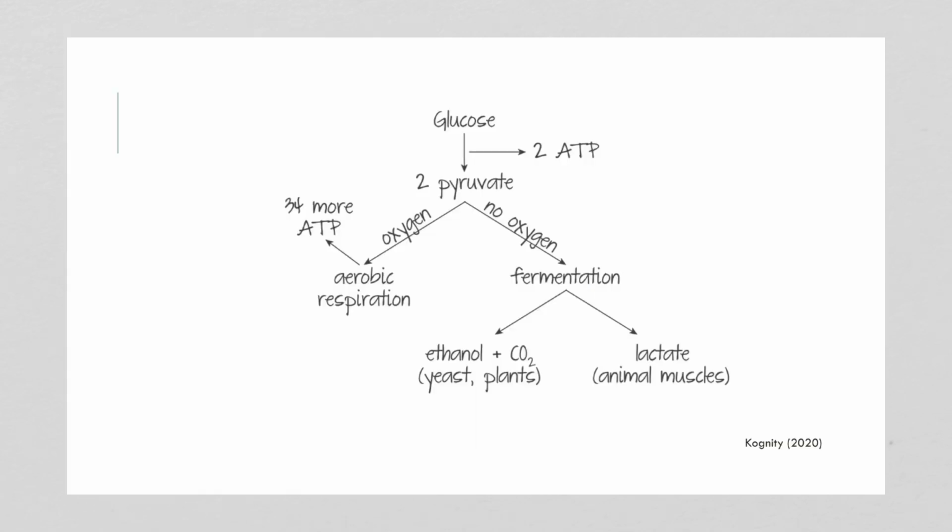This image is from our older version of the textbook. So we had originally glucose, and it produced 2 pyruvate, and in that process, 2 ATP were made. If there's no oxygen, we undergo fermentation, and there's two forms. Ethanol and carbon dioxide would be produced for yeasts and plants and bacteria. No more energy is being made. Lactic acid or lactate is produced for animals and animal muscles, humans and other animals. No more ATP is made.